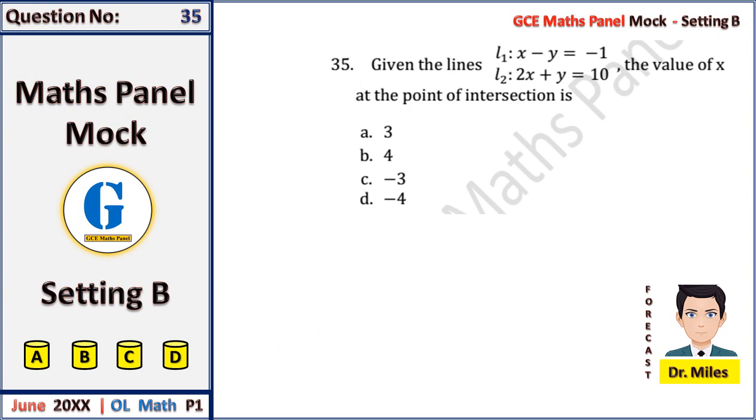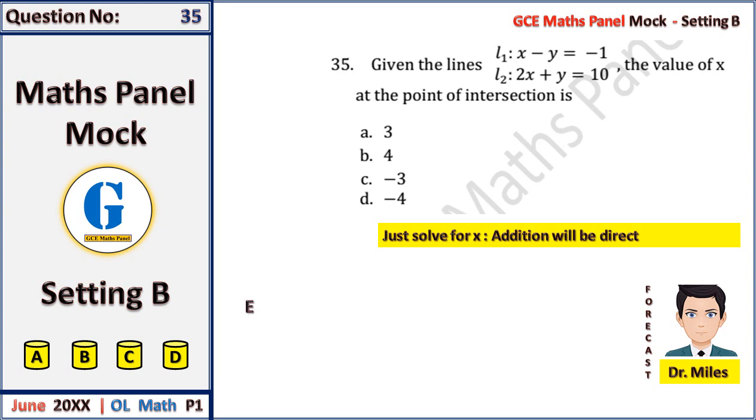35. Given line 1 and line 2, the value of x at the point of intersection is, well, these lines are a pair of simultaneous equations, so we just have to solve for x, and addition would actually do well here. It will be direct. Adding the two equations, you have 3x equals 9 and x equals 3.